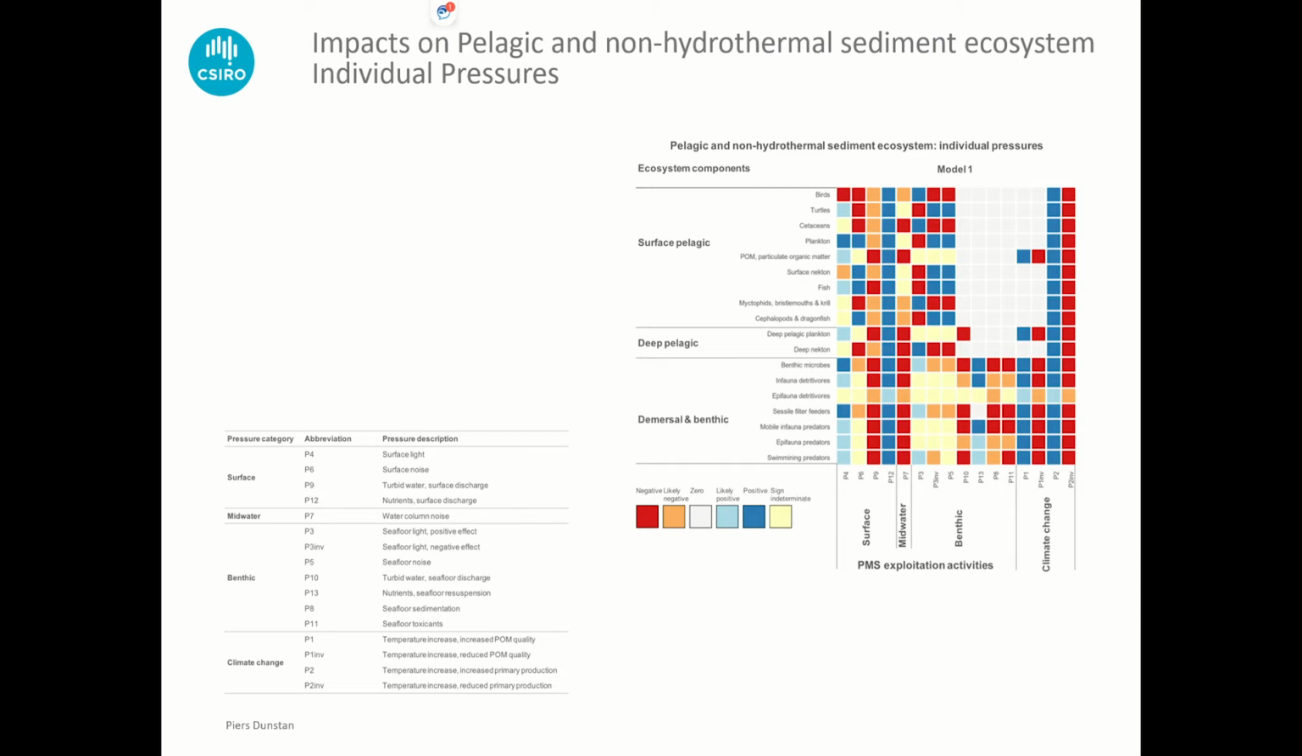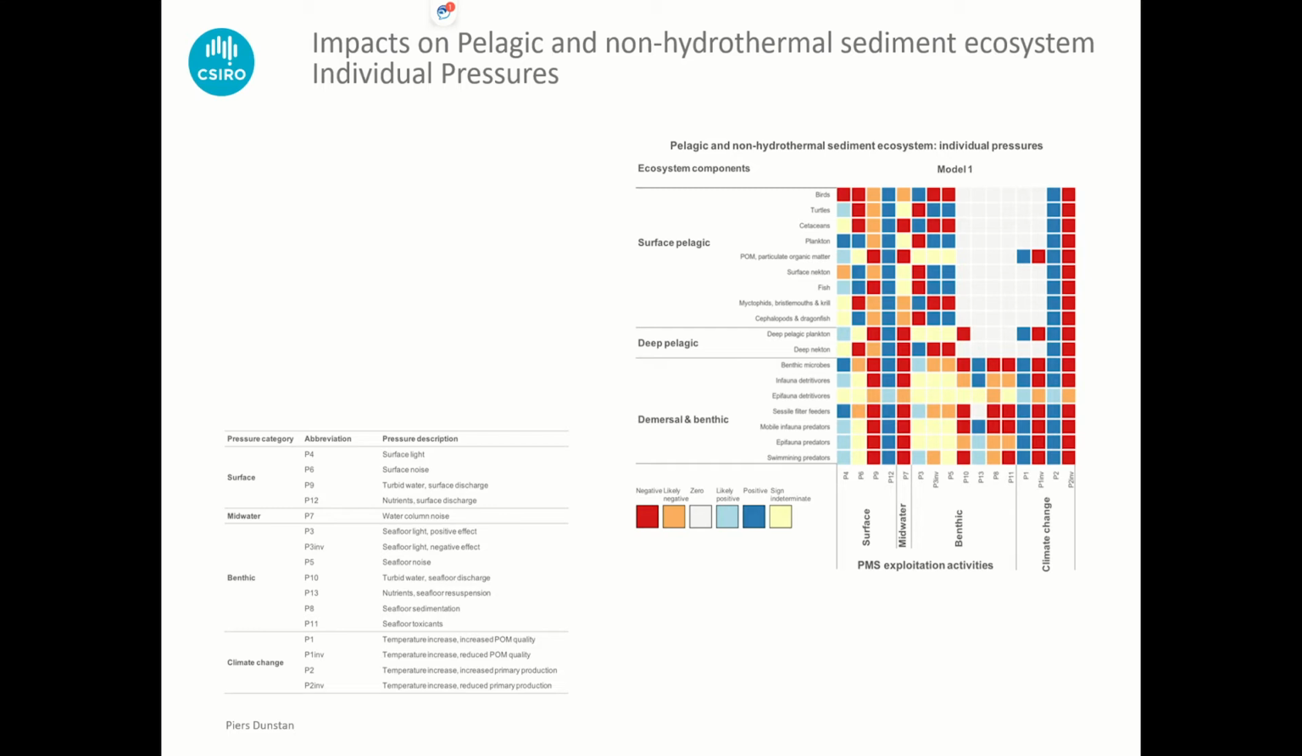Then we're also thinking about climate change. So there might be effects of climate change here. What we see here is where there is an increase in temperature and an increase in particulate organic matter quality. Or the flip side of that is the inverse: the temperature increases and there's a reduction in particulate organic matter. Same sorts of impacts happen in the deep sea as well. Pressure 2 is temperature increase and increase in primary productivity, and pressure 2 inverse is a temperature increase and a reduction in primary productivity.